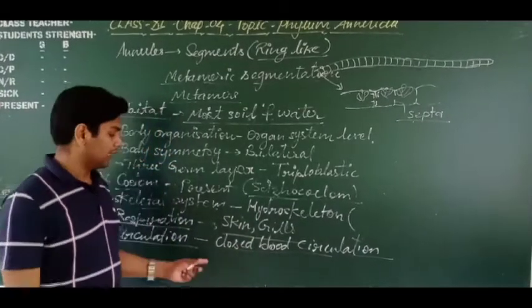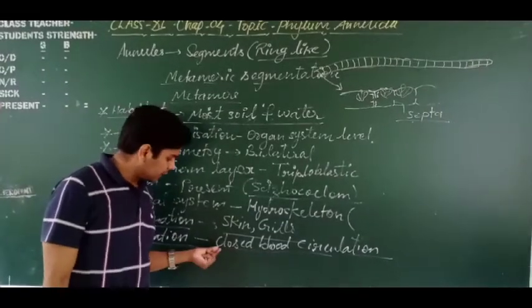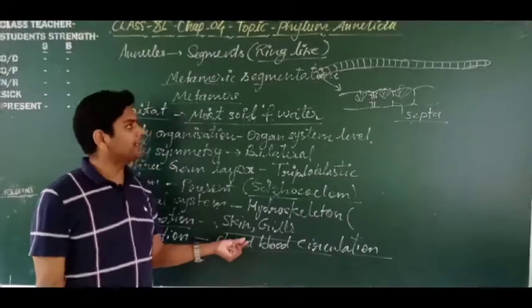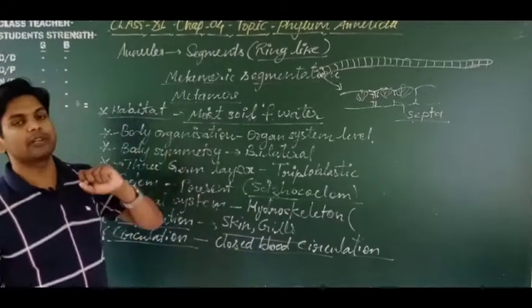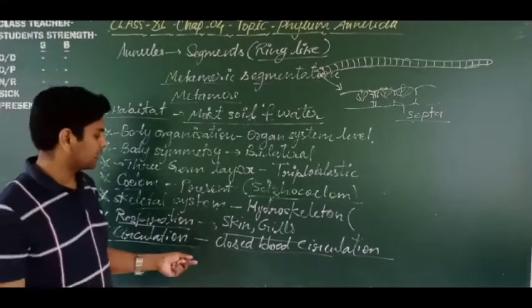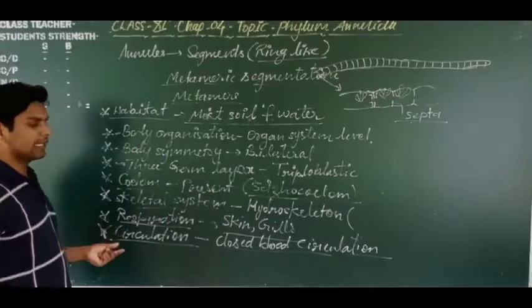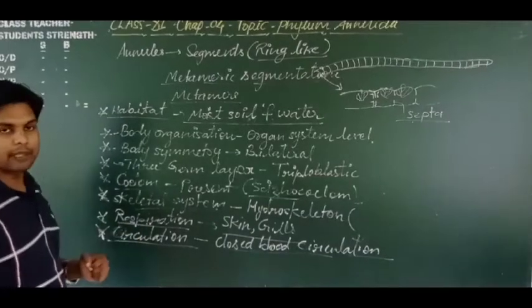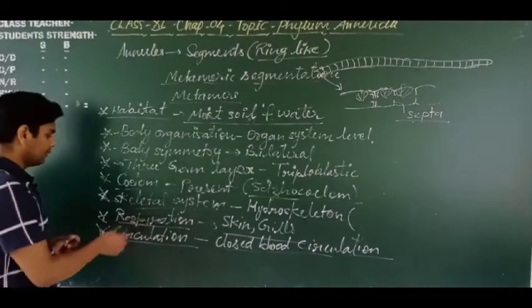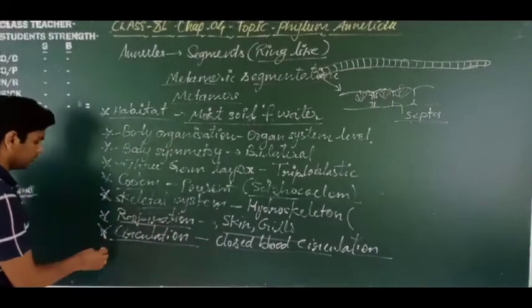Got it? So must remember, again I am reminding you, this point is very important for your NEET exam, AIIMS exam, as well as for your home exam also. Here blood capillaries are present, and blood vessels are present in which blood runs. That is why this is known as the closed blood circulation or closed blood circulatory system.